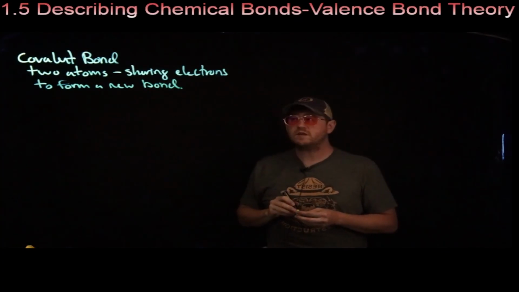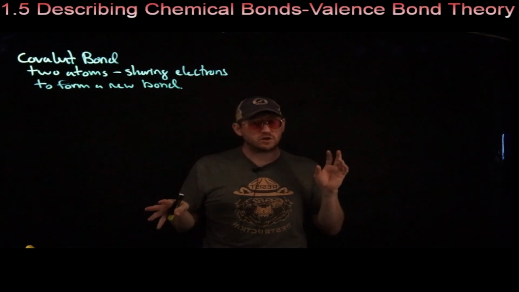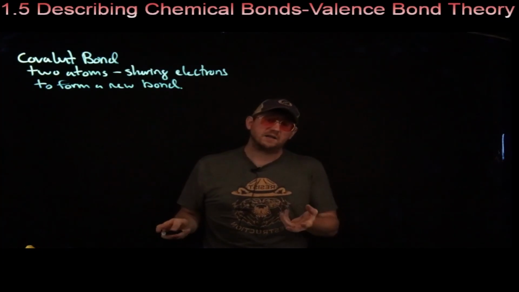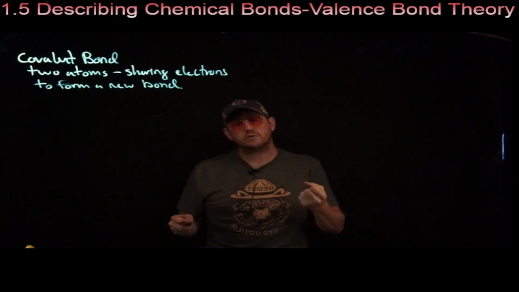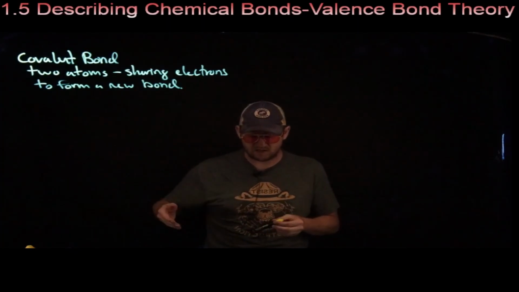Now, for a covalent bond, we can talk about two atoms equivalently sharing those electrons, or we can talk about two atoms where one has some greater pull on those electrons than the other, and we'll talk about what that means in a future video.